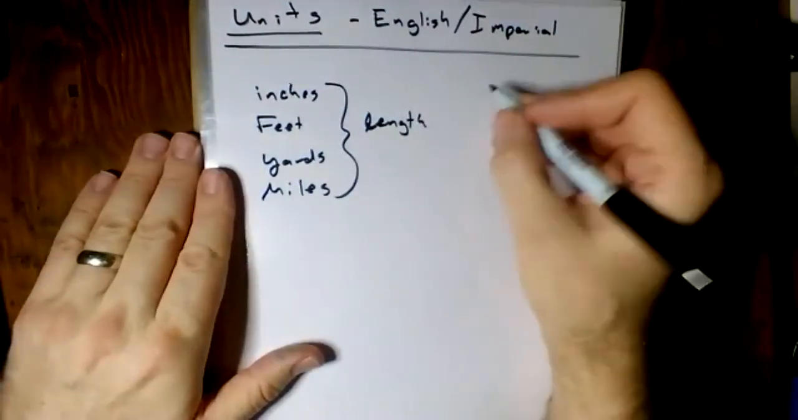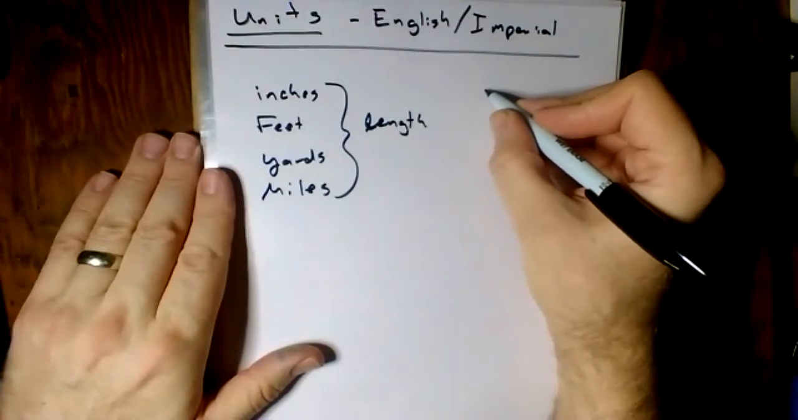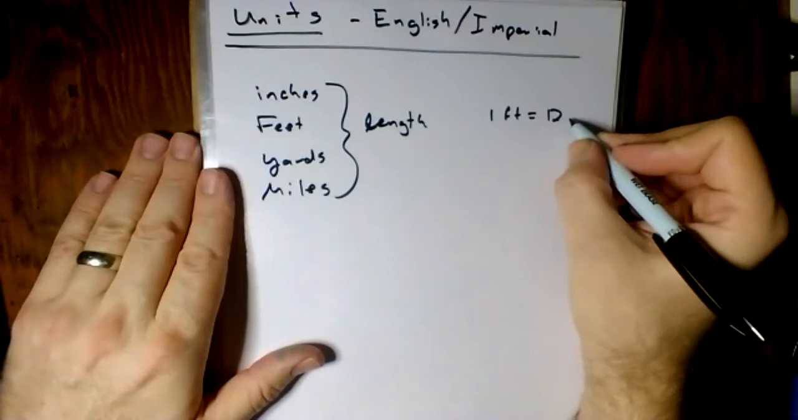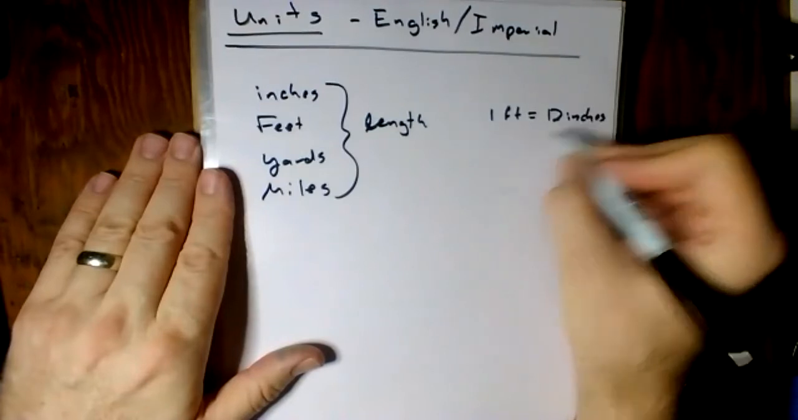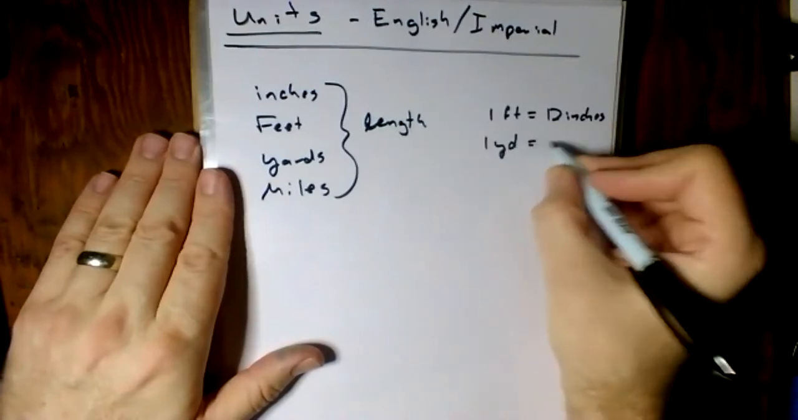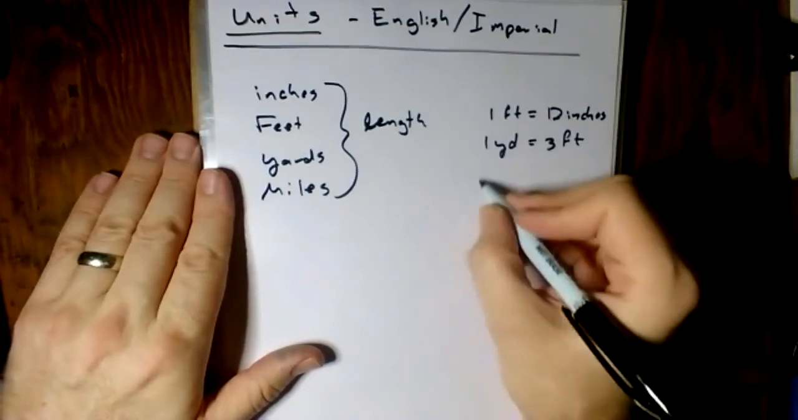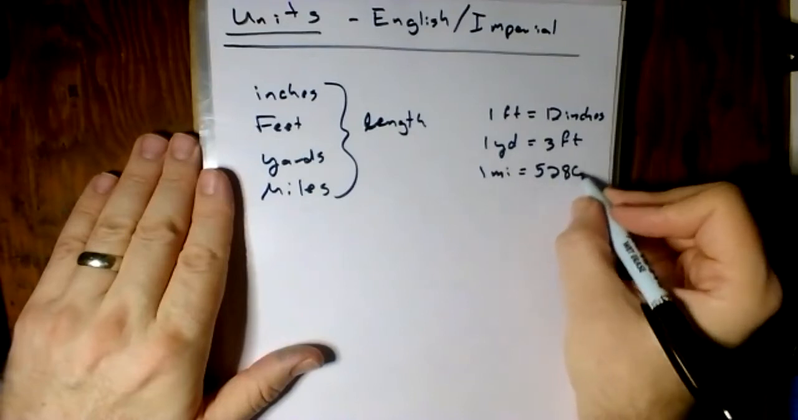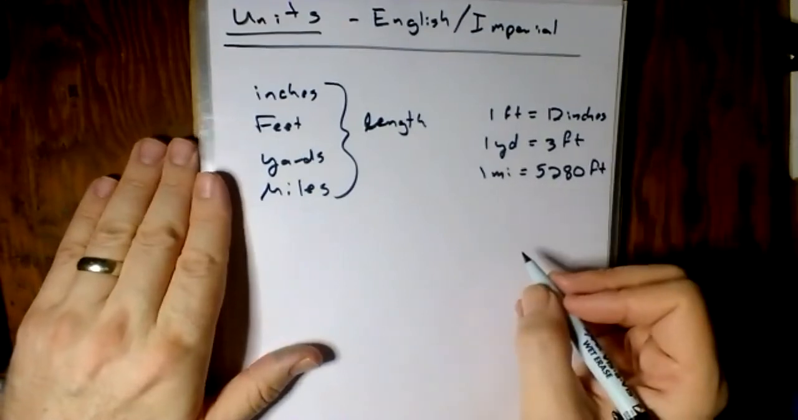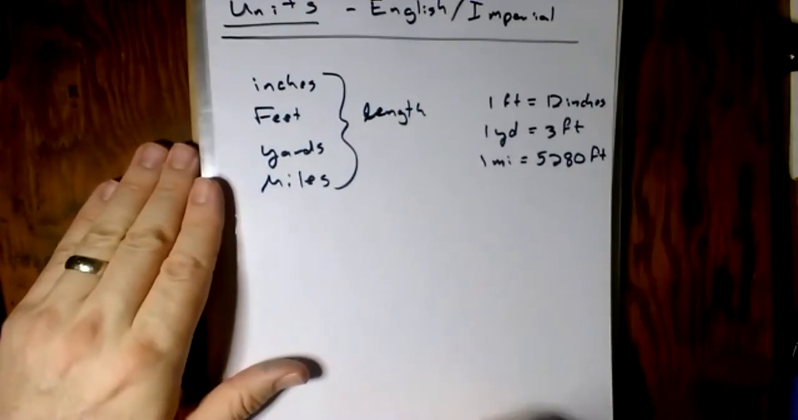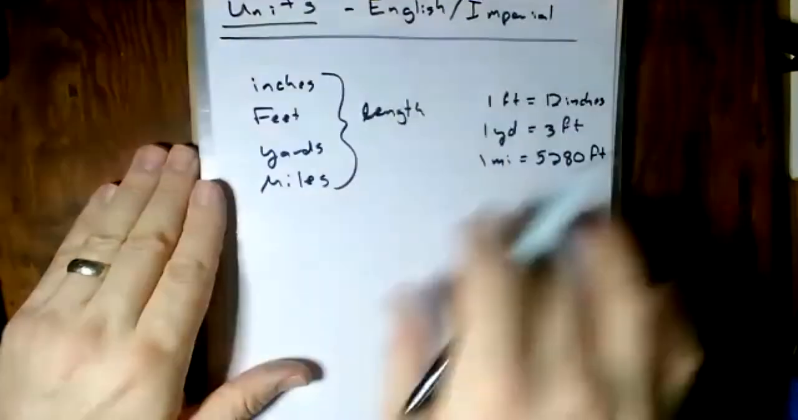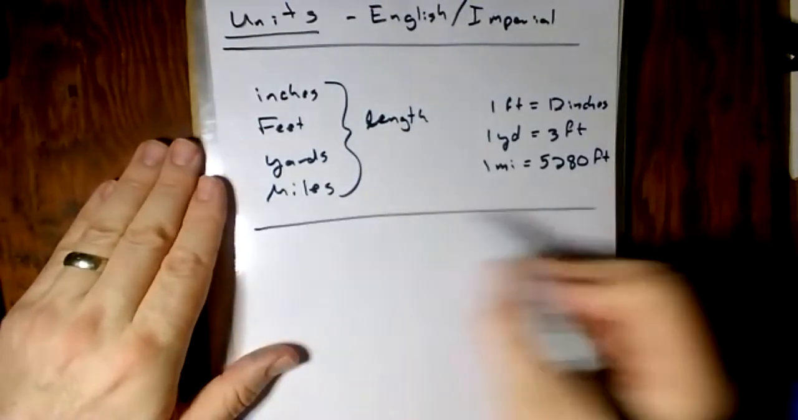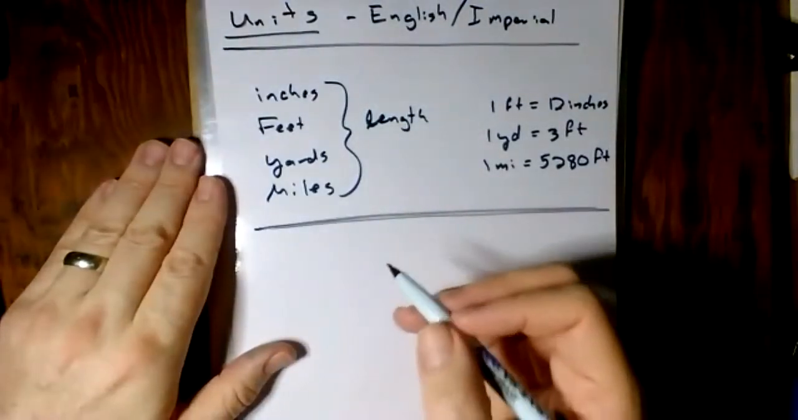And we should also talk about some equivalents. For example, 1 foot is 12 inches. 1 yard is 3 feet. And 1 mile is 5,280 feet. So this is sort of the basics of the units. But then we should talk about how to do unit conversions.